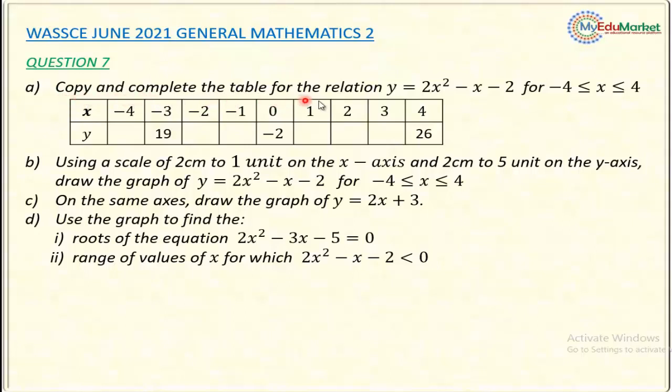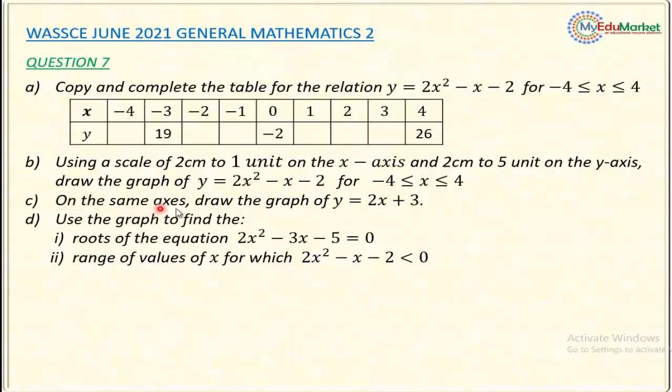Copy and complete the table for the relation y equals 2x squared minus x minus 2 for values of x ranging from -4 to 4. This is the table. Question B says, using a scale of 2 cm to 1 unit on the x-axis and 2 cm to 5 units on the y-axis, draw the graph of y equals 2x squared minus x minus 2 for the same range of values of x.